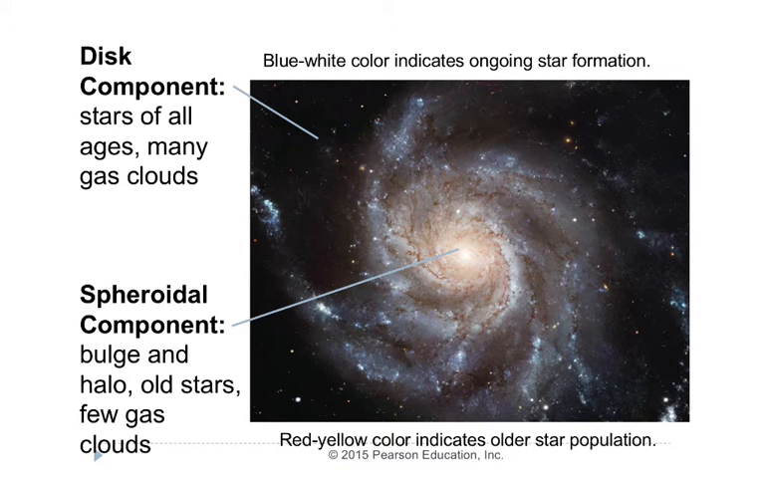Again, the spherical component, the bulge in the center, and then we also have the halo on the outskirts of old stars, and then the disk component, bluish in color, again an indication of ongoing star formation.